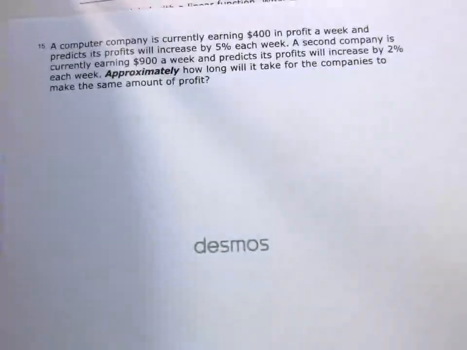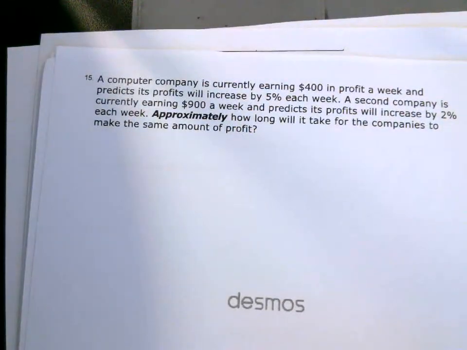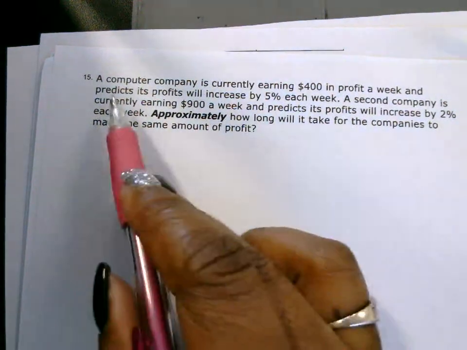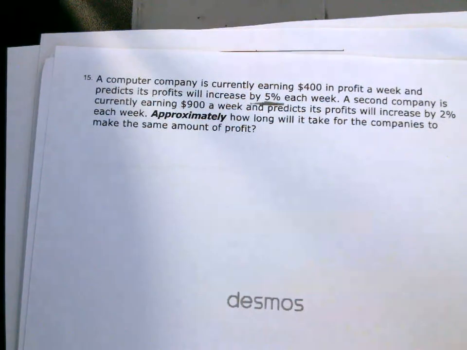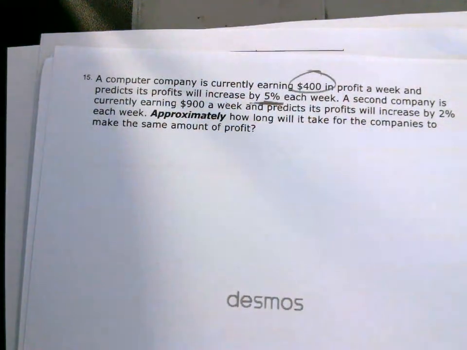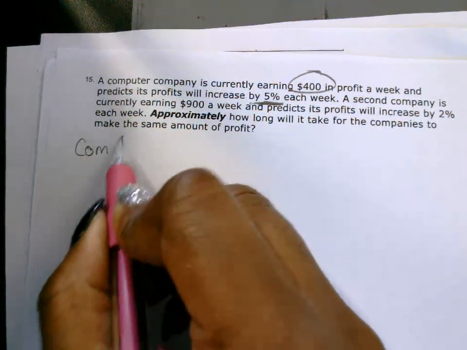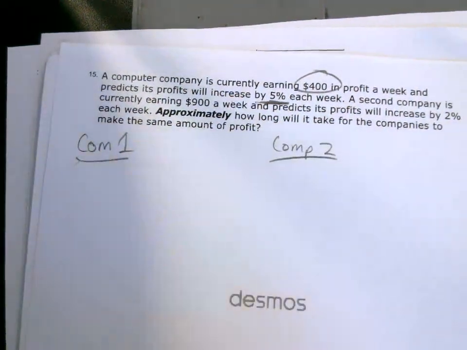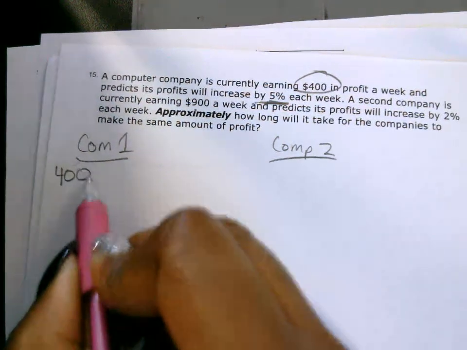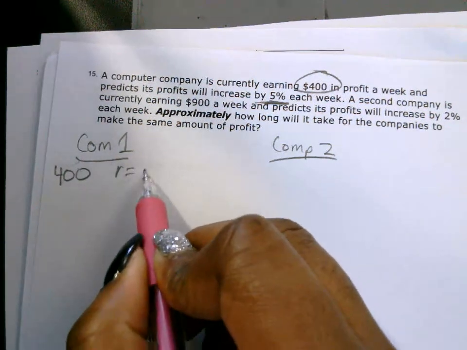A computer company is currently earning 400 in profit a week, okay? And predicts the profit will increase by 5% each week. Okay, so it's going up by 5% every single week. This is company one, company two. So the first company, I'm going to put 400 here, and R is 5%, so that's 0.05.